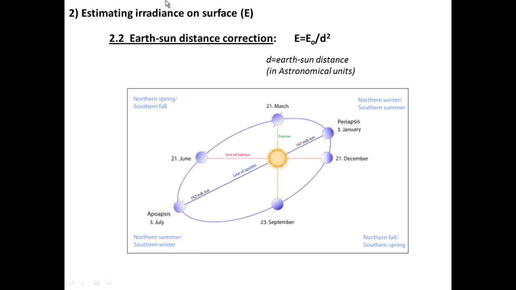The second correction is for the Earth-Sun distance. When the Earth is farther away, slightly less energy makes it to Earth. When it's closer, more energy makes it to Earth. So the amount of energy reaching Earth falls off as 1 over Earth-Sun distance squared, so 1 over d squared. Again, the incident irradiance on a patch of ground is given by the reference irradiance, if Earth was 1 AU from the sun, divided by d squared, where d is in astronomical units.